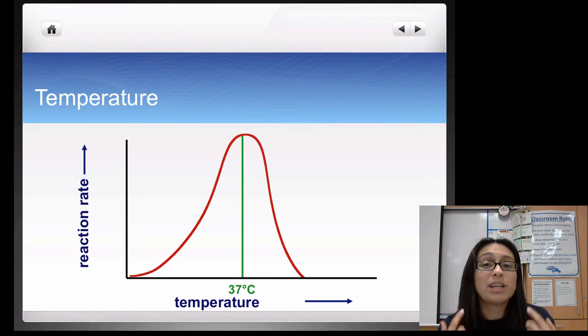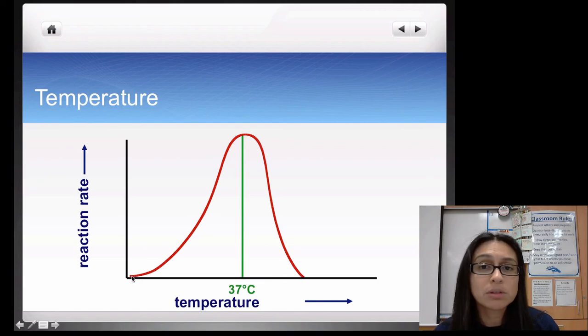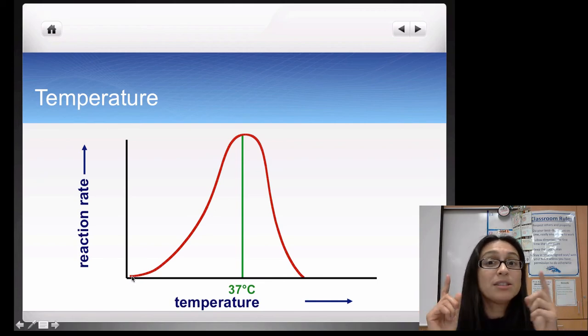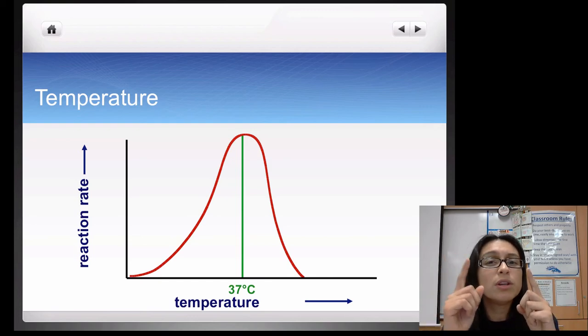Okay? So here with temperature, when we take a look at the graph, the reason why we see this curve go up and then down is when you start here, at cold temperatures, especially towards freezing, the possibility of the substrate and the enzyme coming in contact with each other, running into each other, is very low because they're moving around either barely at all or really slowly. So that decreases the chance.